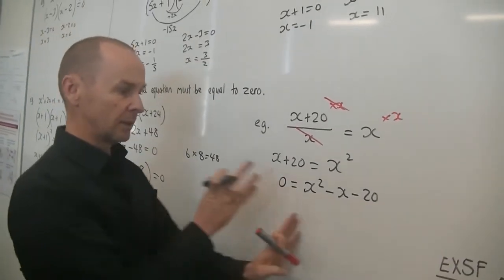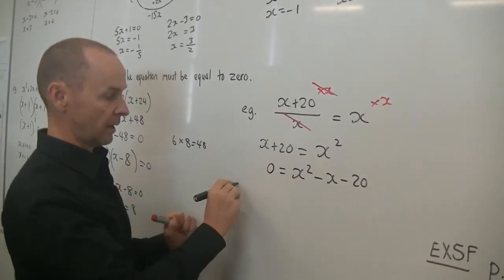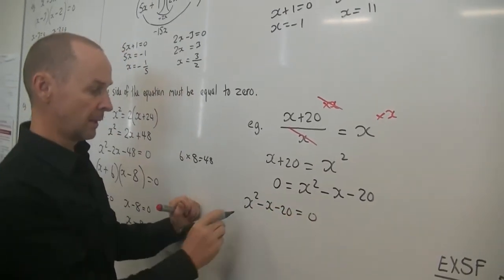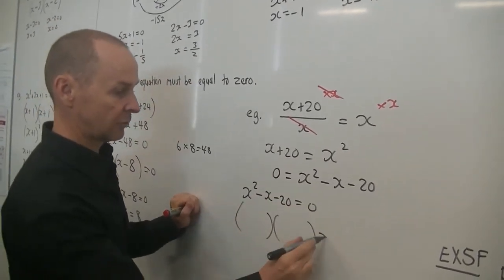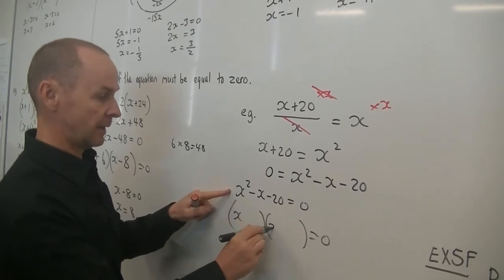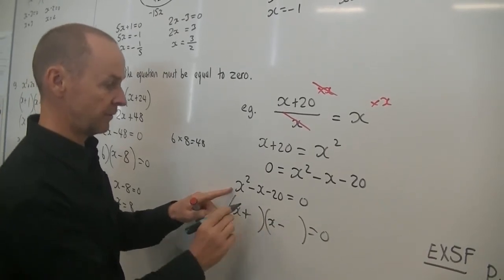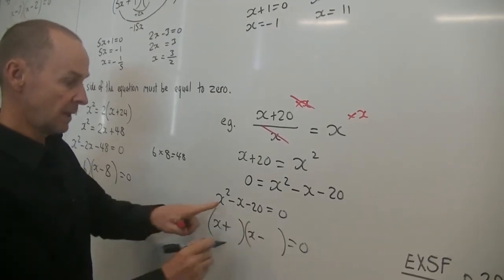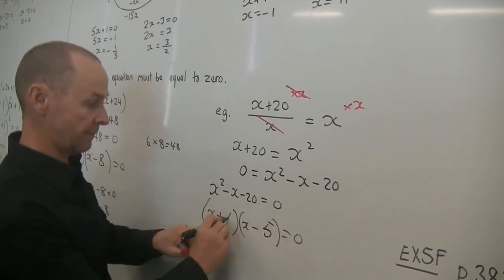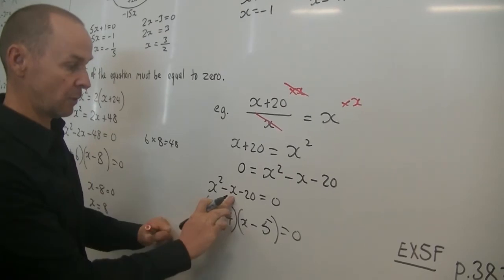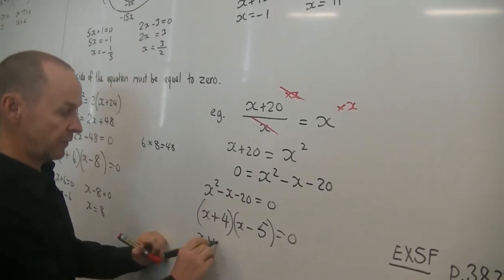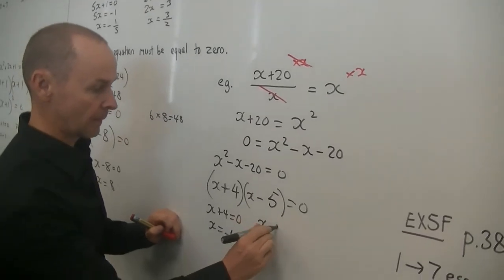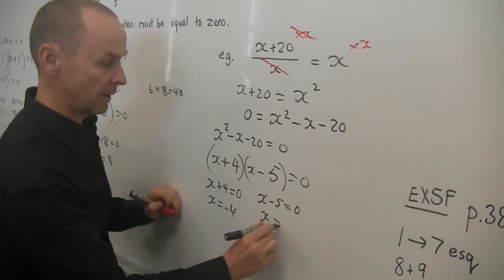If you like having that on the left, feel free to just rewrite it. I'm going to do that. x squared minus x minus 20 equals 0. Do the two brackets, so we're factorising x and x. One's a plus, one's a minus. Factors of 20, a difference of 1, 4 and 5. So I want the 5 to be negative and the 4 to be positive, because that'll give me the negative 1x. And now we solve using Null Factor Law. So x equals negative 4, x minus 5 equals 0, x equals 5.